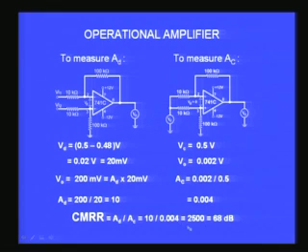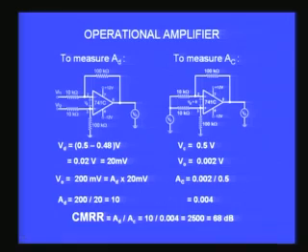So, CMRR is AD by AC, and that is 10 by 0.004, which is around 2500 or so. And if I convert it into dB by calculating 20 log of 2500 to base 10, you would find it is around 68 dB. The actual typical value for 741, I said, is around 90 dB. So, it is about 70 dB that we measure here typically. So, it is possible in a laboratory to actually perform this experiment and measure the CMRR for the operational amplifier, which is what I am going to do now.